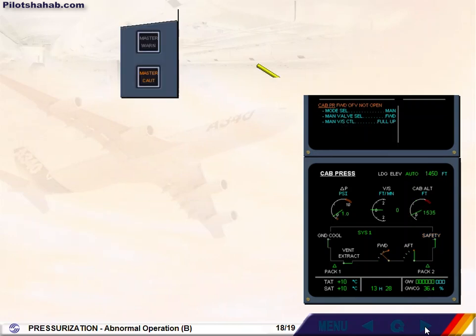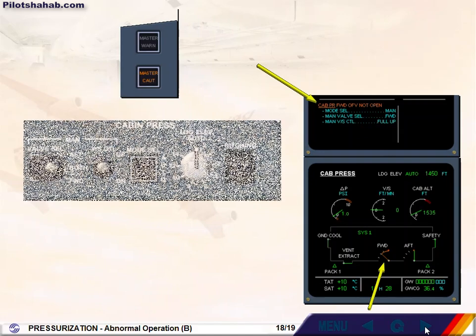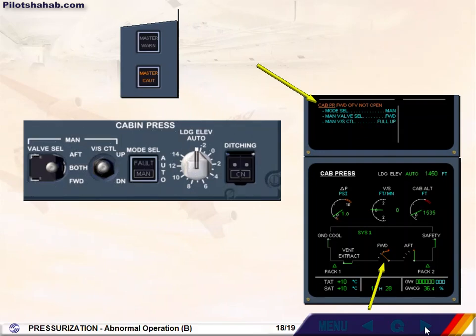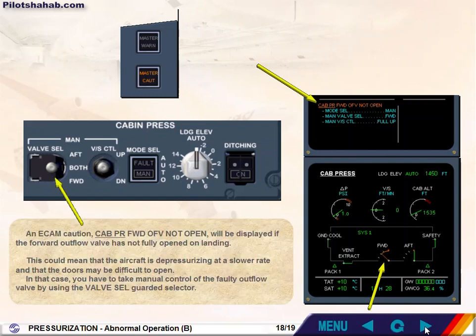An ECAM caution, cabin pressure forward outflow valve not open, will be displayed if the forward outflow valve has not fully opened on landing. This could mean that the aircraft is depressurizing at a slower rate and that the doors may be difficult to open. In that case, you have to take manual control of the faulty outflow valve by using the valve guarded selector.